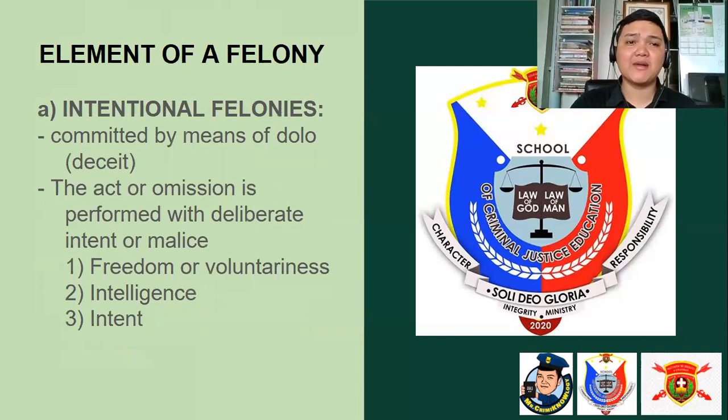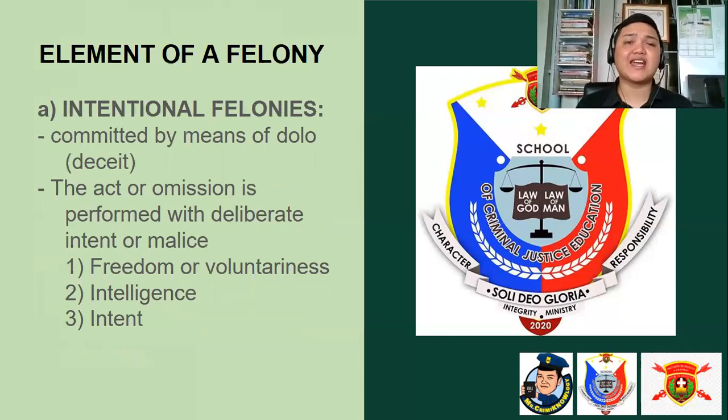We also have the elements of felony. A is intentional felony, committed by dolo or deceit. So a felony is called intentional if there is deceit. It is through your dolo. These are the following. Number one, the act or omission is performed with deliberate intent or malice. So pinag-isipan, you thought about it, you deliberated it, you are aware of it. You have freedom, it is with freedom and voluntariness. So nobody forces you, nobody induces you, nobody blackmailed you. So you have the freedom and you voluntarily did that action or crime.